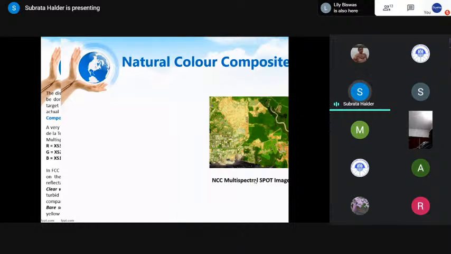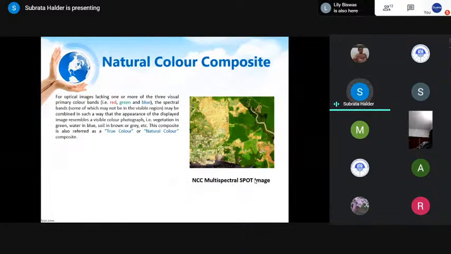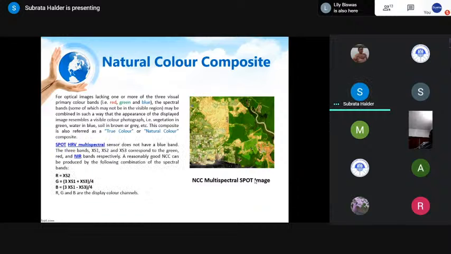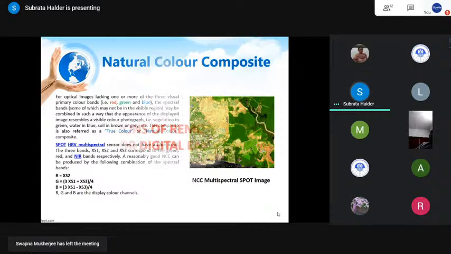Natural color composite. For an optical image lacking one or more of the three visual primary color bands, that is red, green, blue, the spectral bands may be combined in such a way that the appearance of the displayed image resembles a visible color photograph. That is, vegetation is green, water is blue, soil is brown, and this composite is referred to as a true color or natural color composite. Here the SPOT HRV multispectral sensor does not have a blue band. These three bands, XS1, XS2, and XS3, correspond to green, red, and NIR band respectively. This is from the natural color composite SPOT multispectral image.